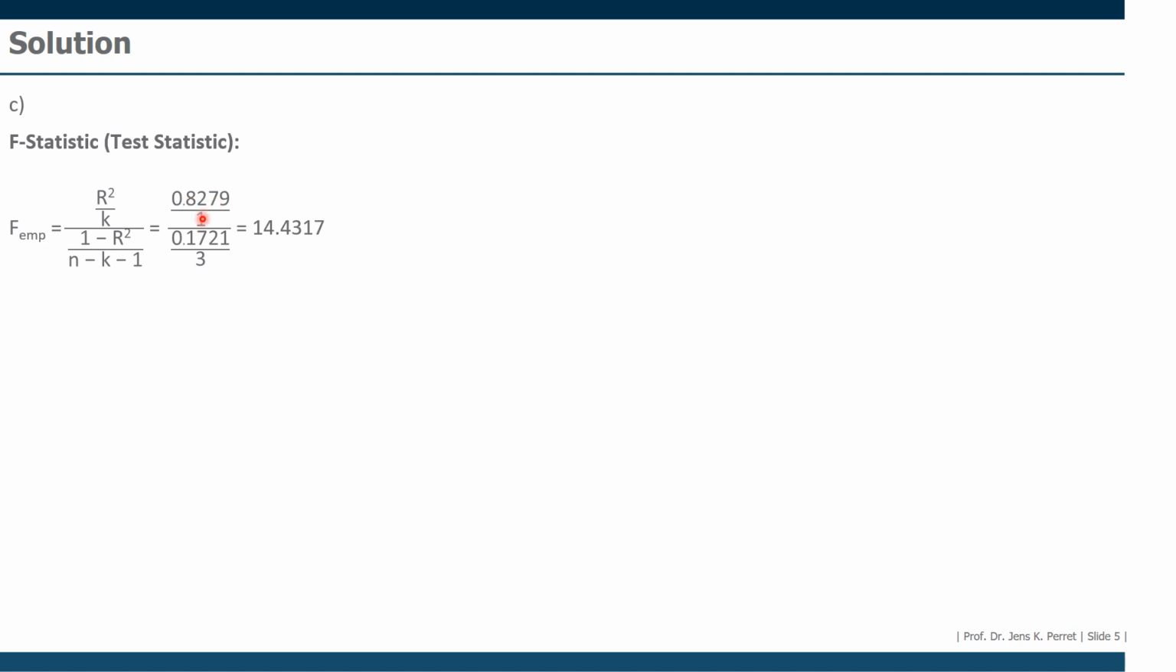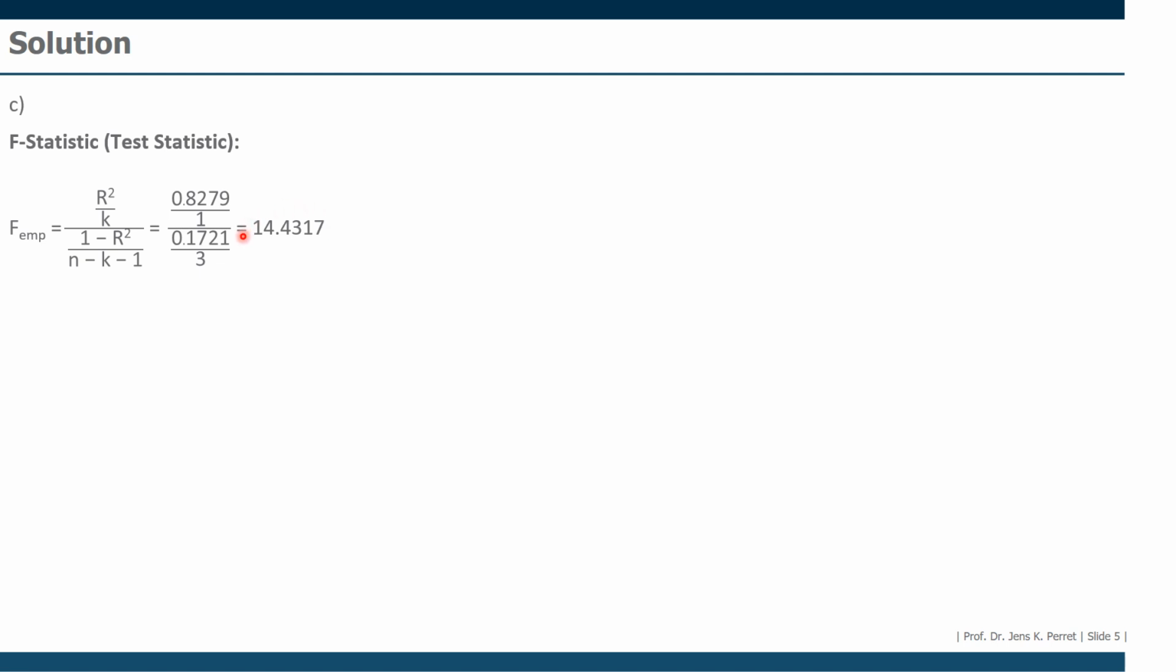K is the number of independent variables. Well, we only have one x here, so we have one independent variable. Then we go with 1 minus r squared. Then I have n minus k minus 1. N is the number of observations. K was 1. So 5 minus 1 gives me 3. If I calculate this double fraction, I will get 14.4317. That's our test statistic for the f-test.